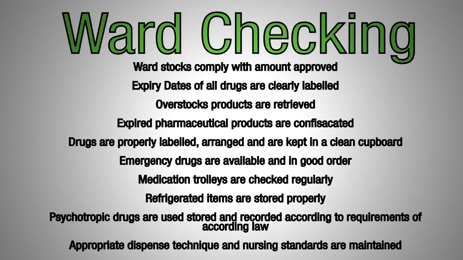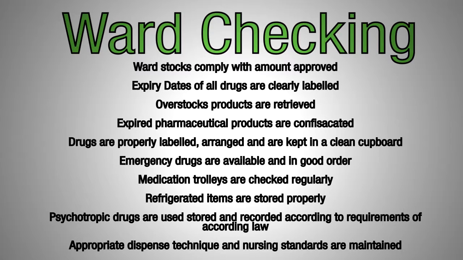There are 10 main objectives of doing ward checking. First is to ensure that the ward stocks comply with the amount approved. Second is to make sure that the expiry dates of all the drugs are clearly labeled. Third is to ensure that the overstocked products are retrieved. Fourth, to make sure that the expired pharmaceutical products are confiscated. Fifth, to ensure that the drugs are properly labeled, arranged and kept in a clean cupboard.